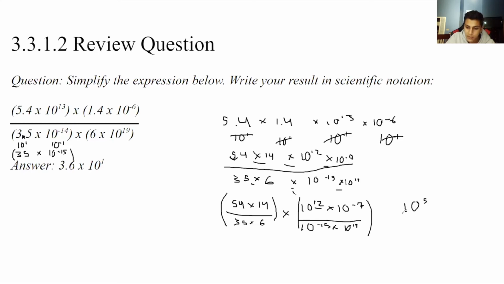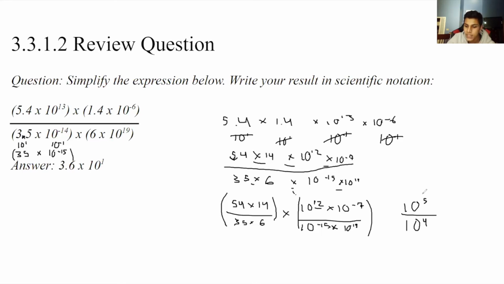And then that's divided by 10 to the power of negative 15 times 10 to the power of 19. Since I'm multiplying these, I add my exponents together. Negative 15 plus 19 is 4. So then I have 10 to the power of 4 in my denominator.